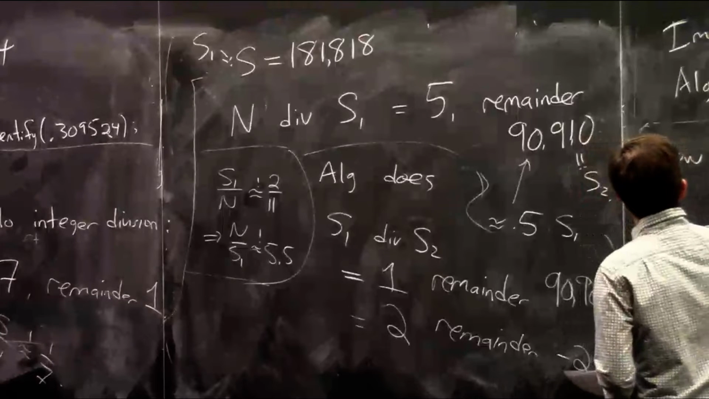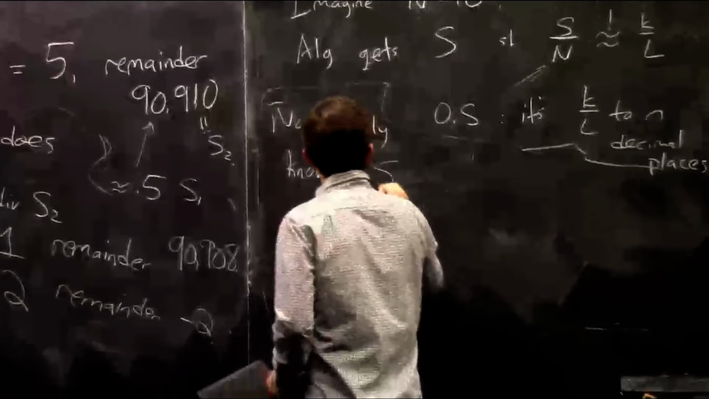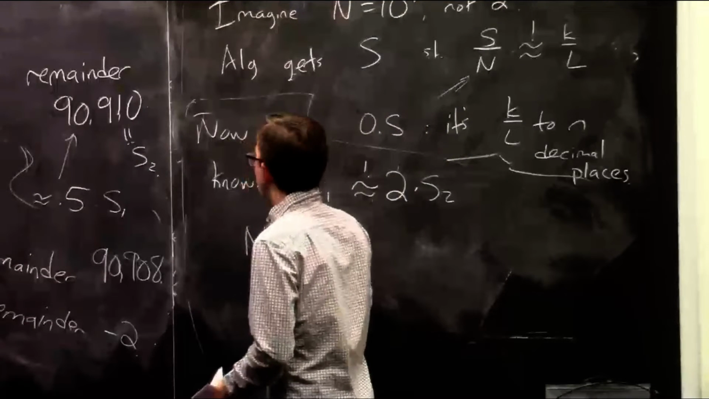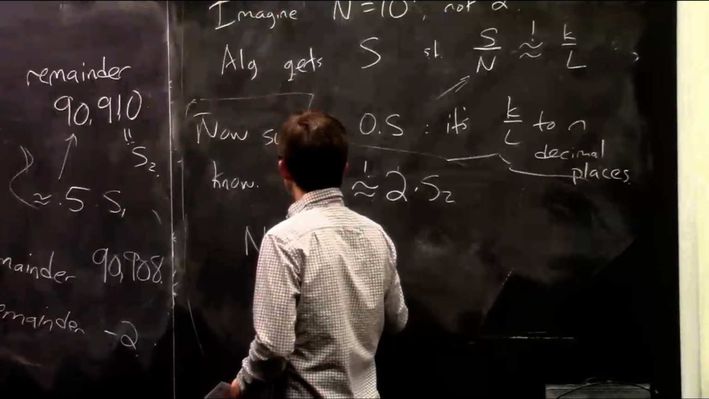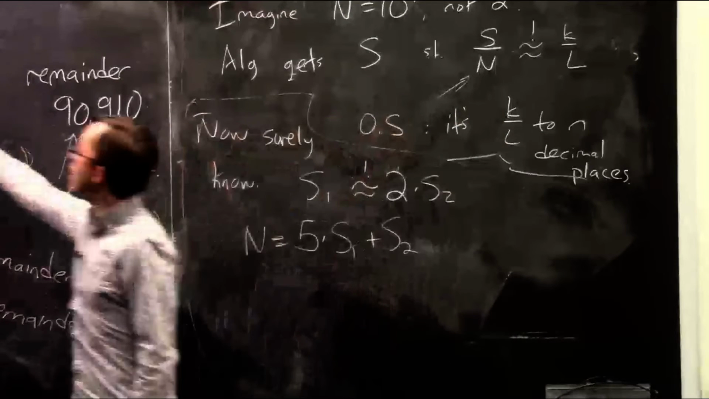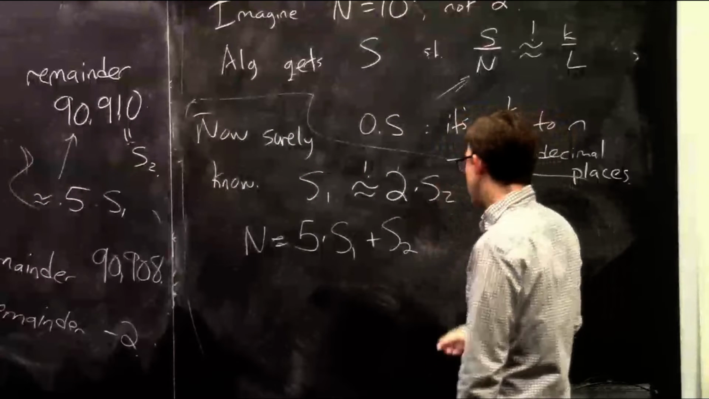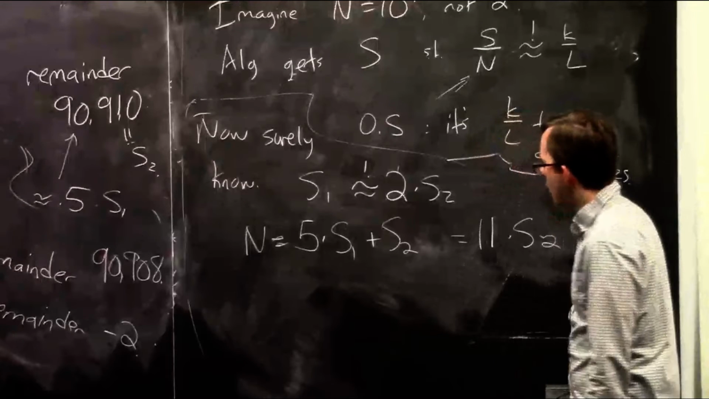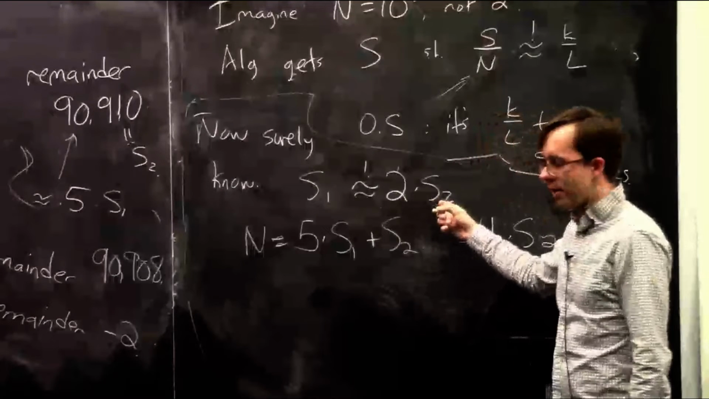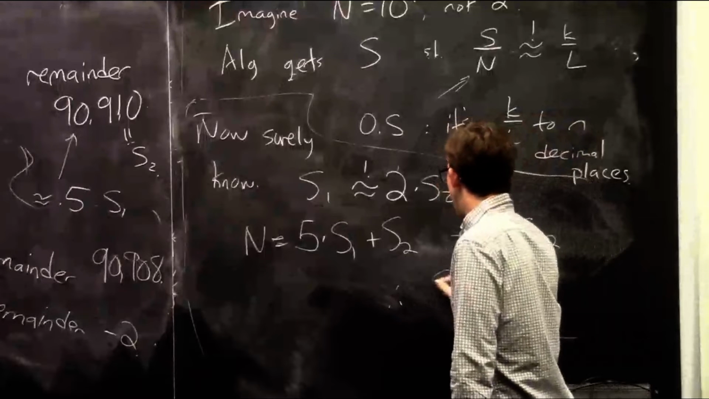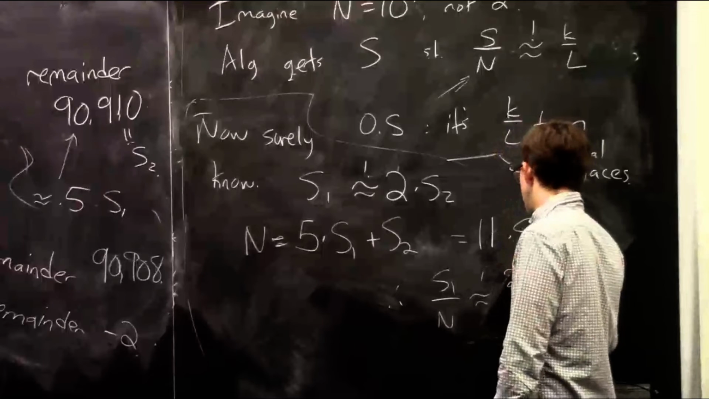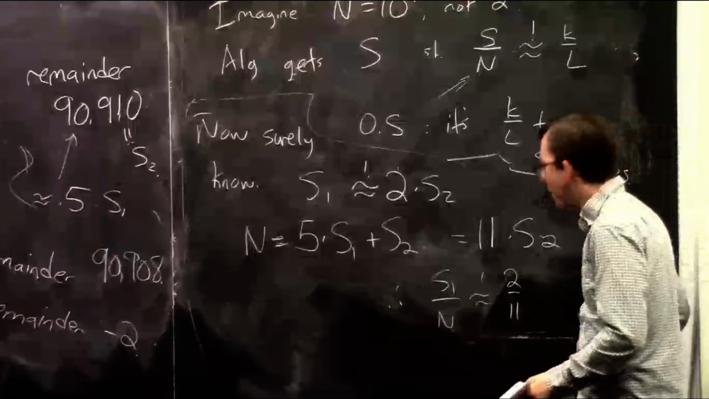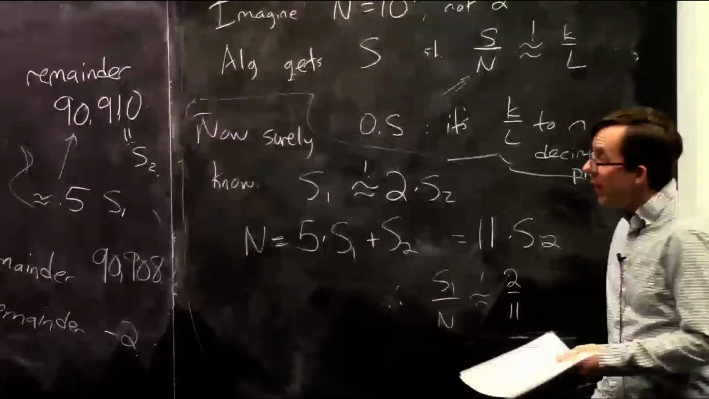So now you surely know that S1 was basically 2 times S2. And then you look back and you say, oh, well, N was basically 5 times S1 plus S2. You had 5 S1s, and you had this remainder, and that remainder turned out to be twice S2. So then you plug this in, and you get 11 S2. So your original S1 is 2 times this S2, and N is 11 times this S2. Therefore, S1 over N is super close to 2/11ths.